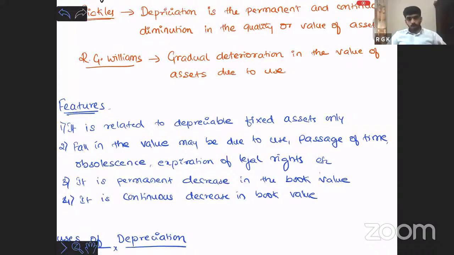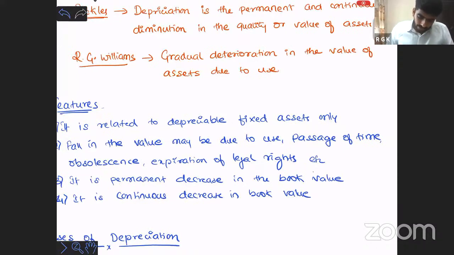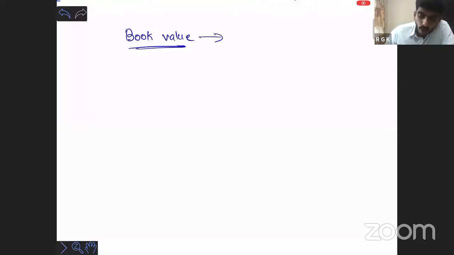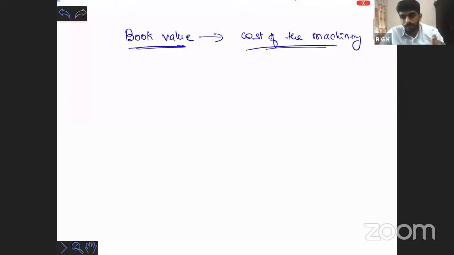Now, what is book value? You have to understand. These terminologies are very important when it comes to understanding. What do you mean by book value? Book value means, as I said yesterday, the cost of the machinery. The cost of the machinery is not only the purchase value, it includes many other things. Yesterday we discussed this. What are the many other things that have to be included?